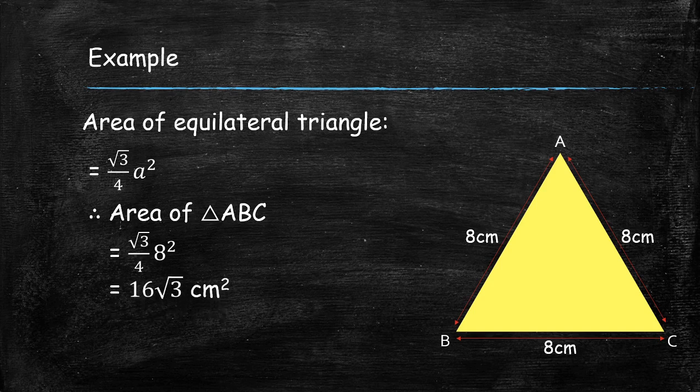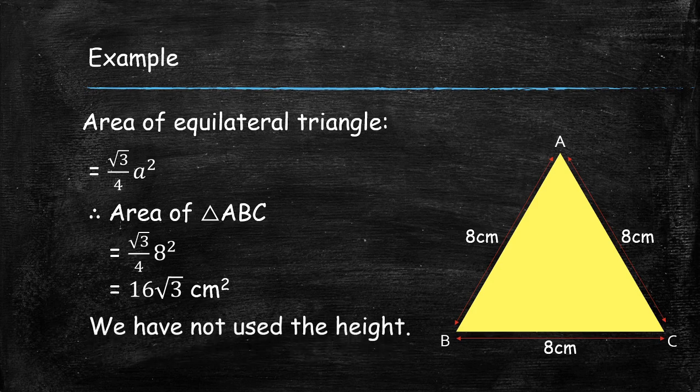We cannot simplify 16 root 3 because root 3 is an irrational number. If you want, you can use the calculator, but in most exams you can just write it in this way. No need to simplify it further. We have not used the height in this case also. We did not know the height, but still we found the area.